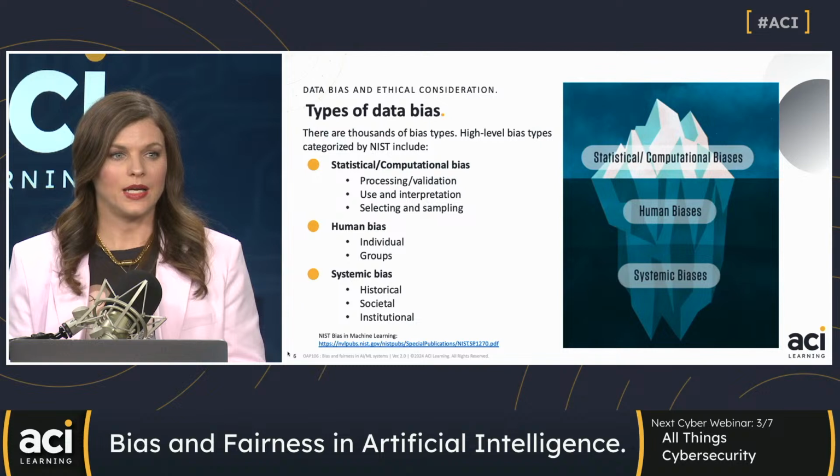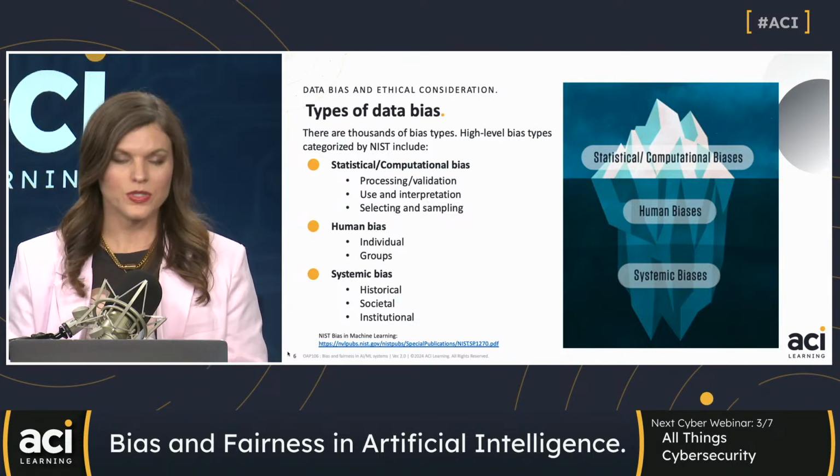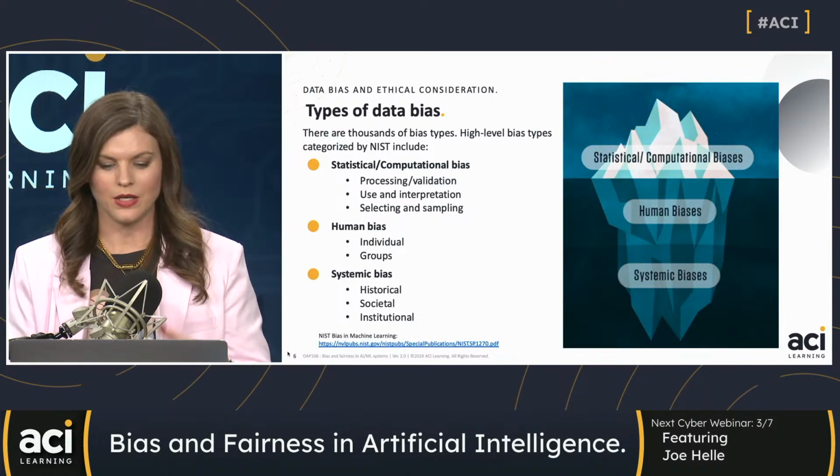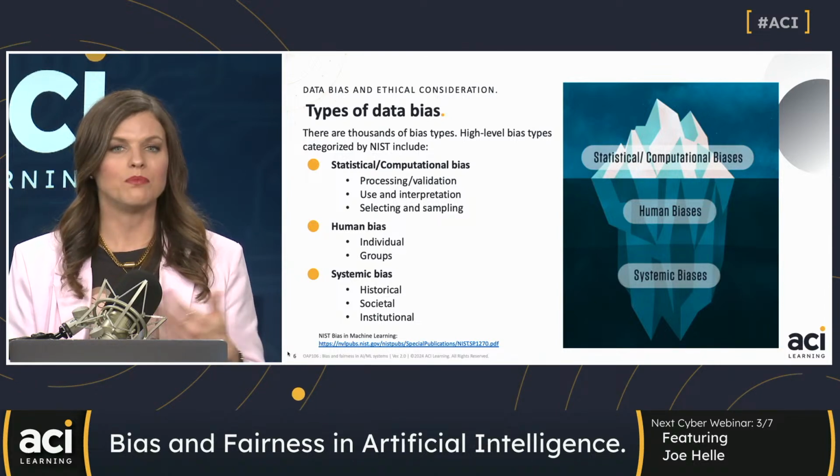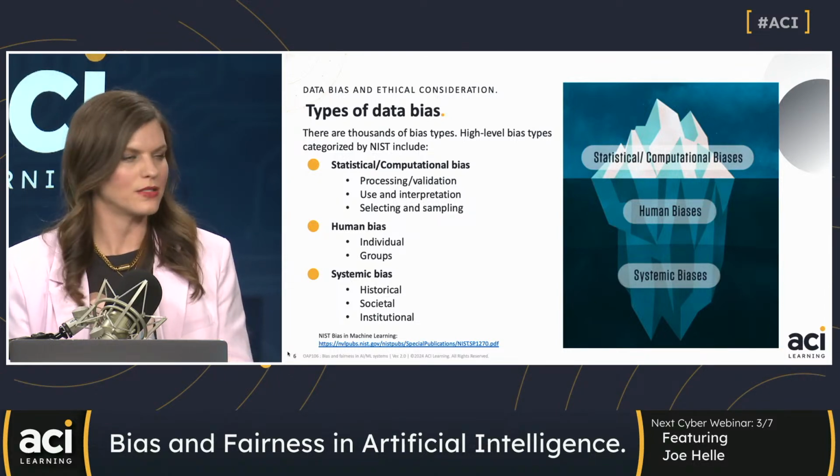And then lastly is the systemic bias that we'll see. And you'll see this often. This is deeply embedded in social constructs or institutions. And this can be perpetuated by historical biases, for example.